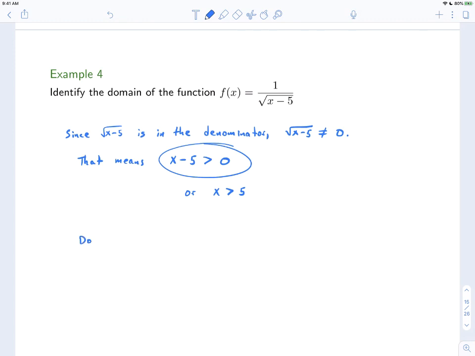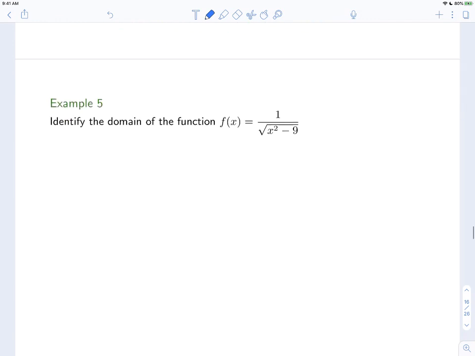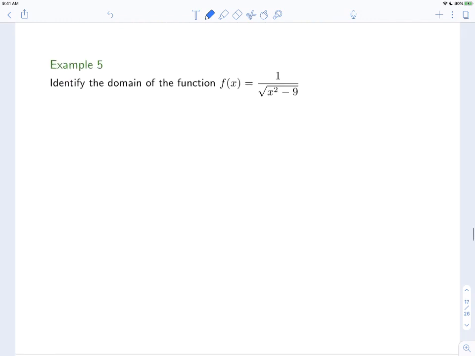So the domain of this function is x such that x is greater than 5, which in interval notation is parenthesis 5 comma infinity parenthesis. So we had to exclude the endpoint 5 in this case because 5 would put a 0 in the denominator, and that's not allowed. What about this one?